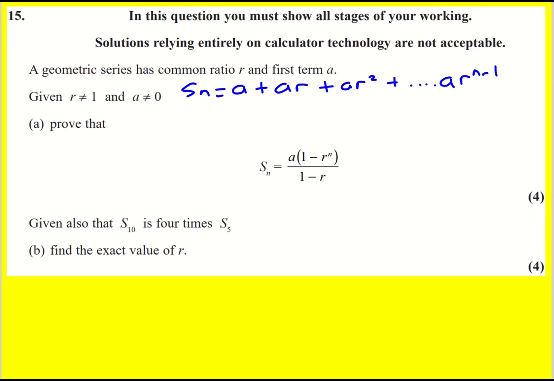I don't want to call it a trick, but what the method involves is to times this summation through by r, Sn, because it basically shifts every term slightly. So a times by r becomes ar, times by r becomes ar squared, and somewhere down the line, ar to the n minus 2 times by r becomes ar to the n minus 1, and then we get an extra ar to the n when I times this last one.